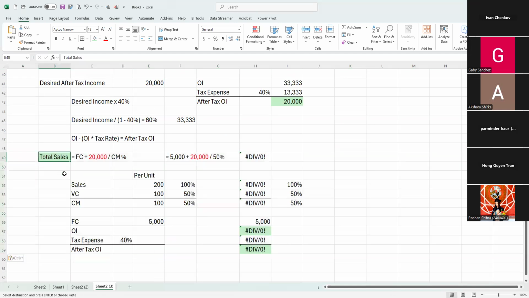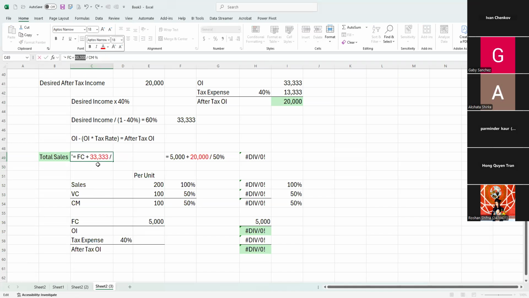So technically, now I don't need to play here with the 20,000. I need to play here with the 33,000. Make sense? In this formula now I need to add 33.333. And once I do that and run the calculation, then it's going to give me the number of sales that I need to achieve as a dollar amount in order to get my operating income of $20,000. Does that make sense?